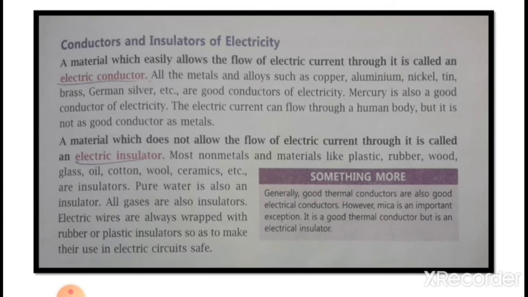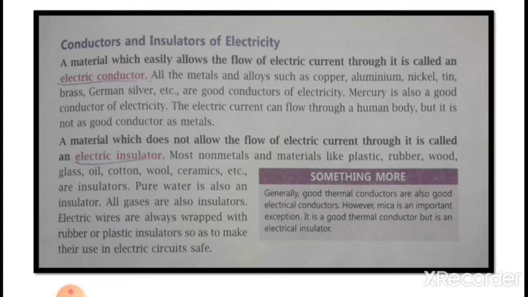So, conductors are the materials which allow the electricity to pass through them. So, such materials are known as electric conductors. The examples are all the metals and alloys such as copper, aluminum, nickel, tin, brass, etc. are good conductors of electricity. They will conduct electricity. Okay. So, mercury is also a good conductor of electricity, as well as we all know that we also get shock from the electric circuits, right? Why? Because we are also conductors of electricity, but not good as the metals.